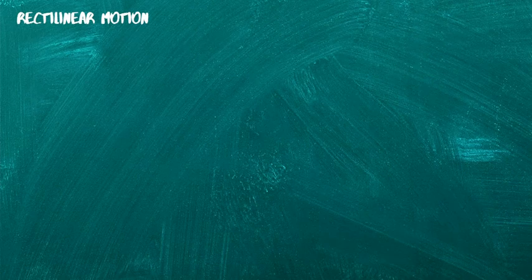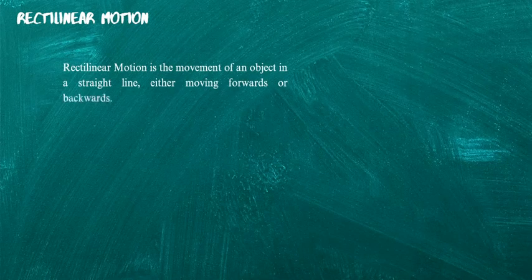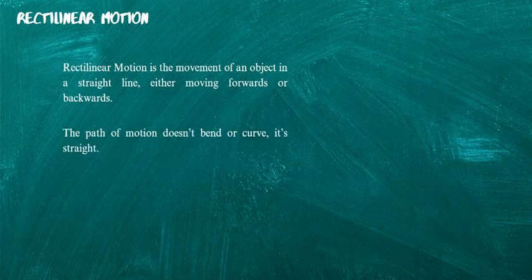So, what exactly is rectilinear motion and why is it important? Rectilinear motion is the movement of an object in a straight line, either moving forwards or backwards. The path of motion doesn't bend or curve, it is straight. In the world around us, we see many examples of rectilinear motion: cars on a straight road, a ball dropped from a height, or an elevator moving up and down in a building.